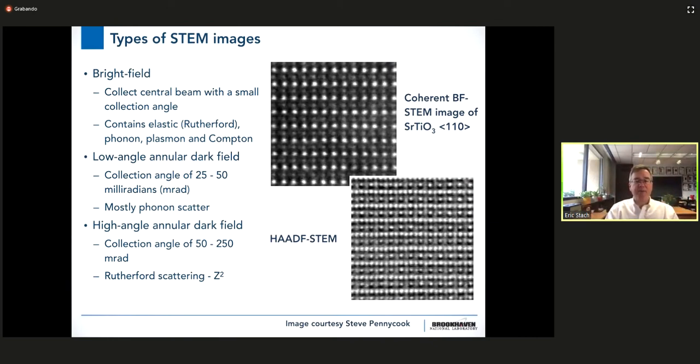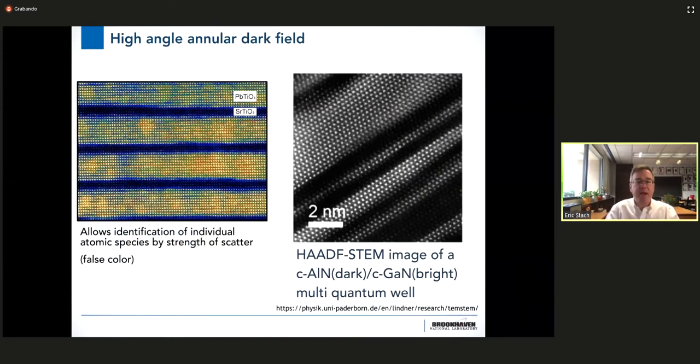In the bright field mode, a so-called annular bright field mode, low angle and high angle. In other words, we take advantage of the small probe and the ability to collect different types of scatter to form different types of images. Again, the most common is the high angle mode. Again, the image over here where the individual atomic species are apparent by the strength of their scatter.